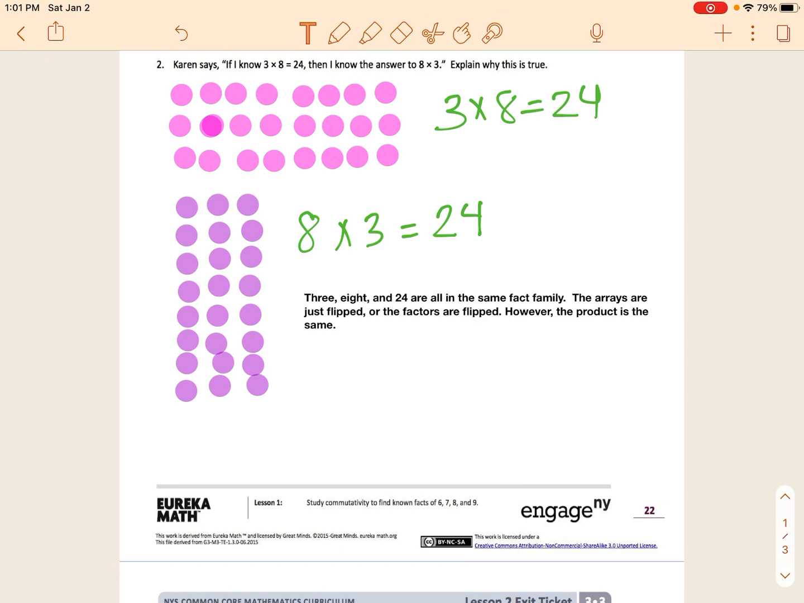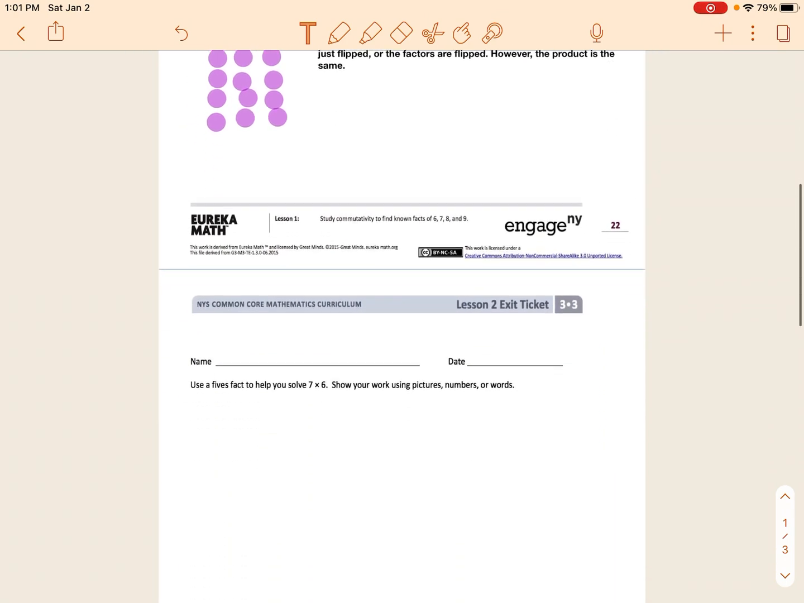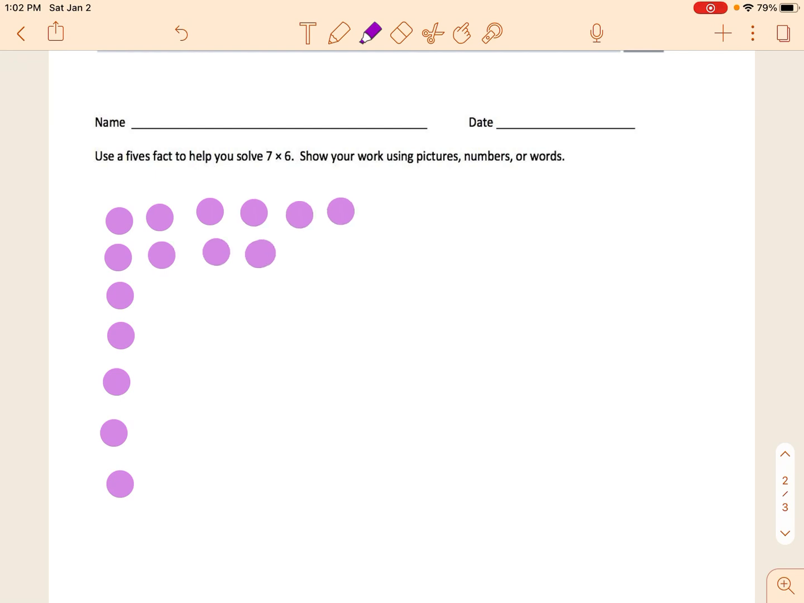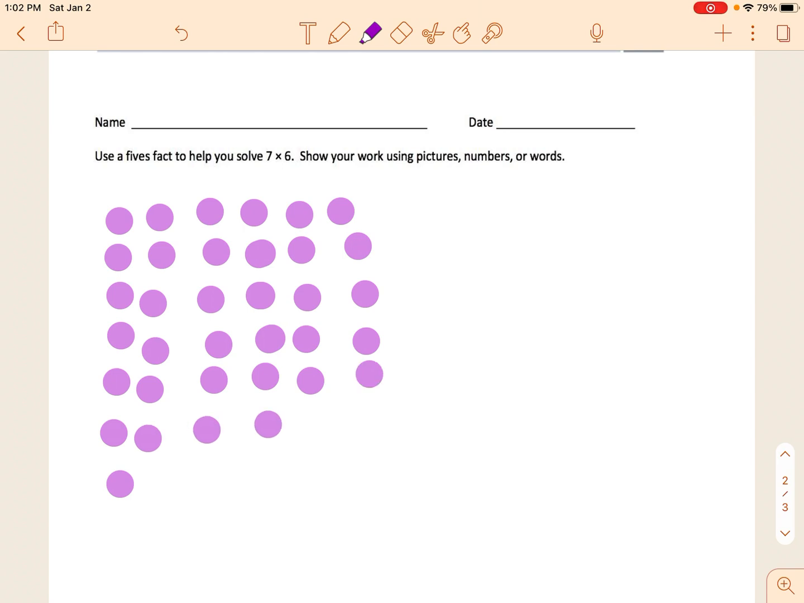All right, and your words might differ a little bit. Okay, let's keep going. Use 5 facts to help you solve 7 times 6. Well, what I'm going to do is draw out 7 times 6. 1, 2, 3, 4, 5, 6, 7. 1, 2, 3, 4, 5, 6. I'm going to try to get that array as straight as I can. It's not working very well today.